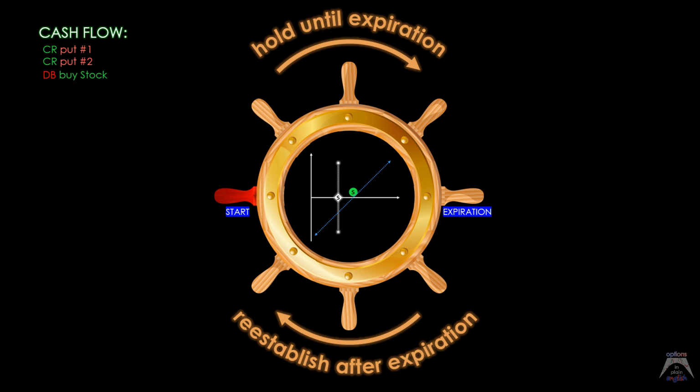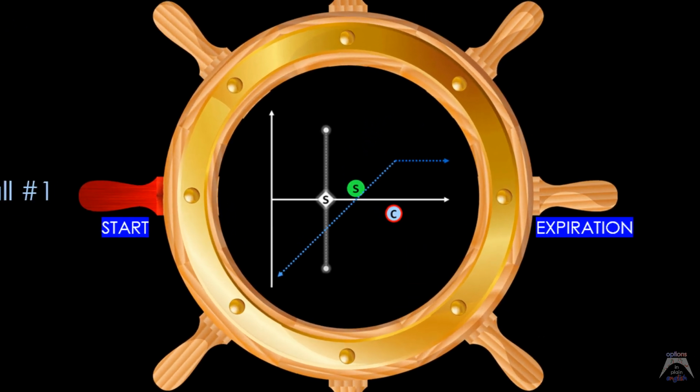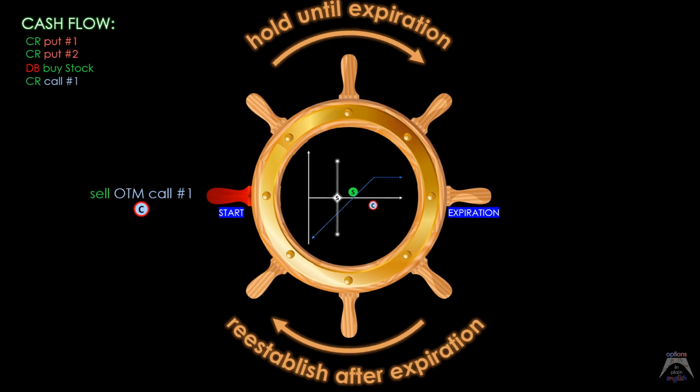On the first trading day after expiration, we are ready to re-establish our position, and now we are going to take a different approach, since we are now long the underlying. Instead of selling another put, we now sell an out of the money call, which we'll refer to as call number 1. This call will bring in an additional credit, which is added to our cash flow tracker, and our position is now a covered call, made up of long stock, plus a short out of the money call.